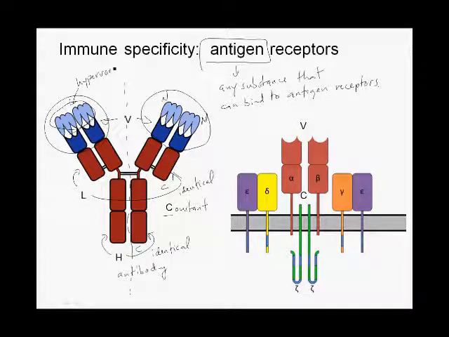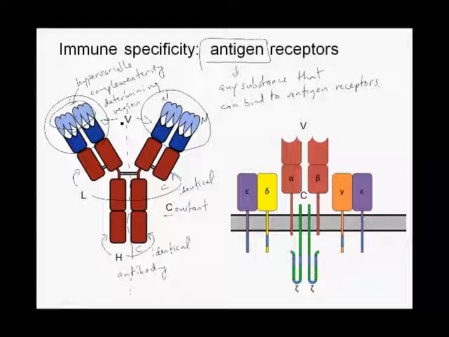They're even more variable than the rest of the variable domain. And they have the really fancy name of the complementarity determining region, or CDRs. Suffice it to say that this is the business end of the antibody molecule. It's this hypervariable or CDR regions that actually bind to the antigen.